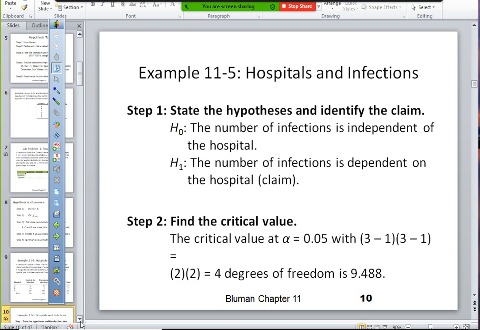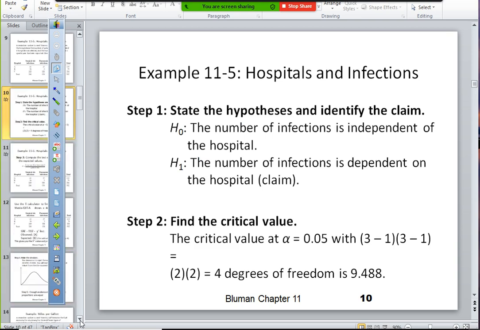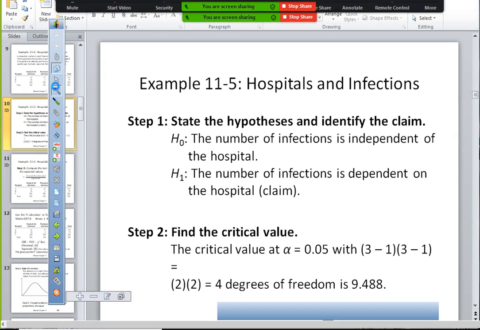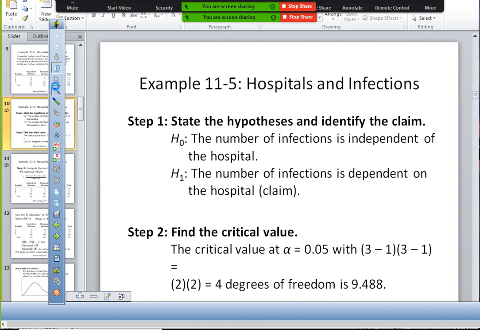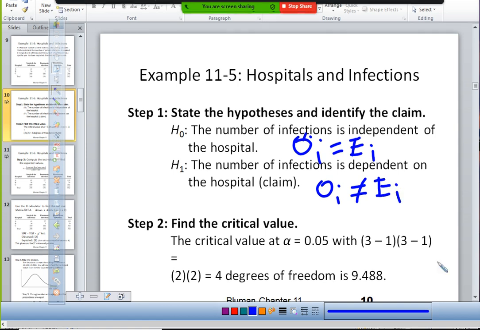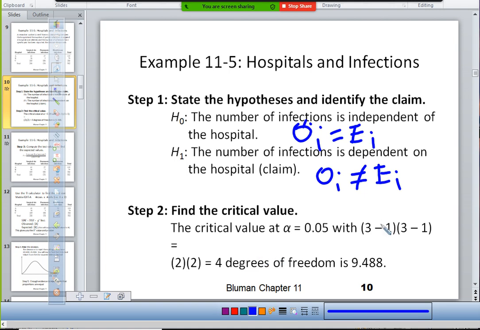So again, you have your hypotheses, but you can just do O sub i equals E sub i, and O sub i is not equal to E sub i. I'm totally fine with that. And then you need to find the critical value. And remember, we use degrees of freedom as number of rows minus 1 times number of columns minus 1. So then once you find it, you're going to do the same thing. You're going to draw your little picture and shade, same as the previous one.